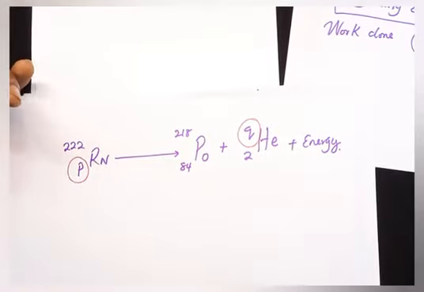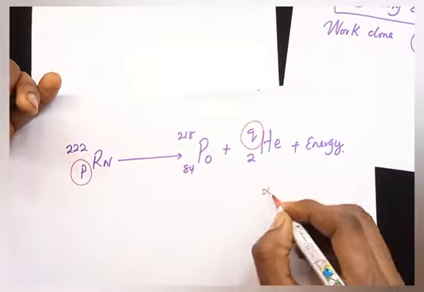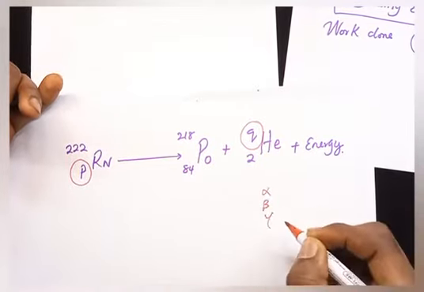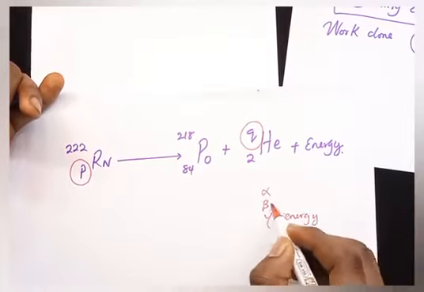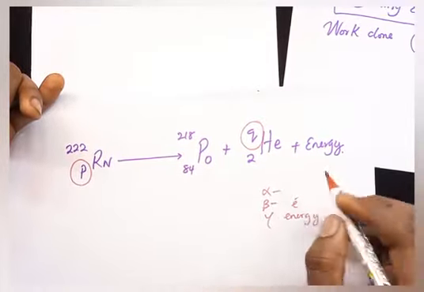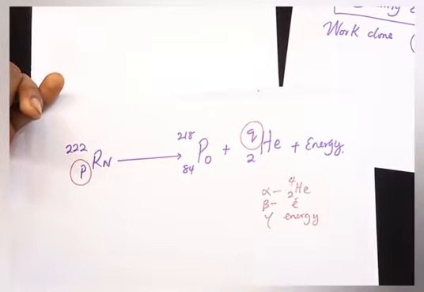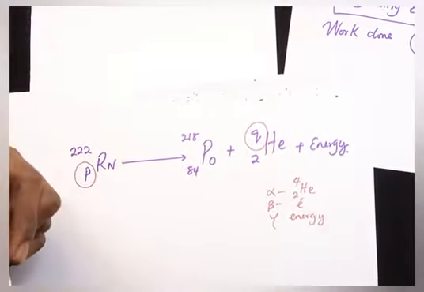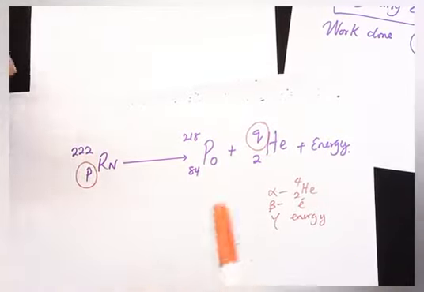Now, on the principle of radioactivity, I told you that radioactive waves can either be alpha, beta, or gamma rays. And I told you gamma rays are essentially energy. I told you also that beta rays are electrons and alpha rays are helium atoms with a mass number of 4 and an atomic number of 2. Now, let's add these together.